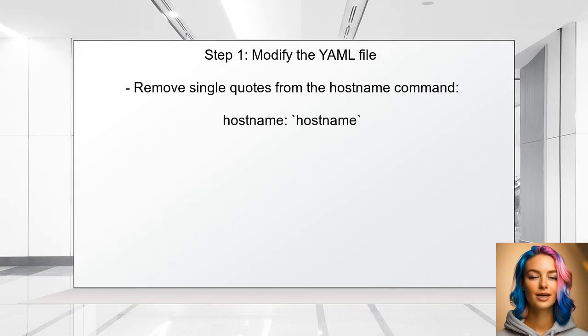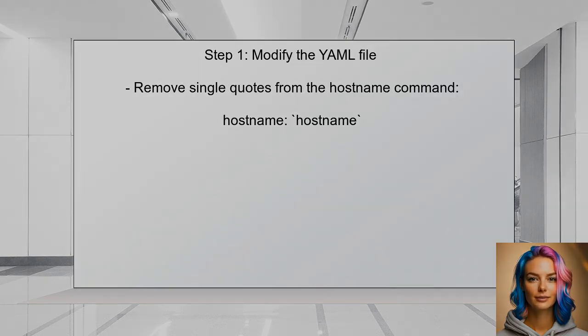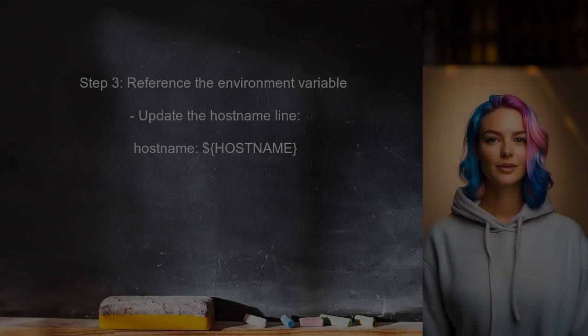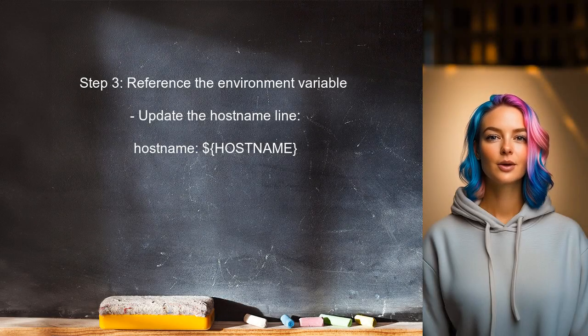To set the hostname for each instance of the global service in Docker Swarm, the user should modify the Docker Compose YAML file. First, they need to remove the single quotes around the hostname command. Next, the user should ensure that the hostname is set dynamically by using the Docker Swarm's built-in environment variable. This can be done by adding an environment variable to the service definition. After that, the user should reference this environment variable in the hostname field. This way, each instance of the service will take the hostname of the node it is running on.